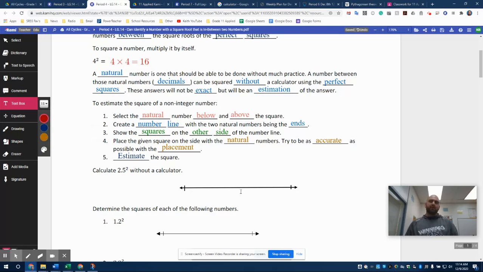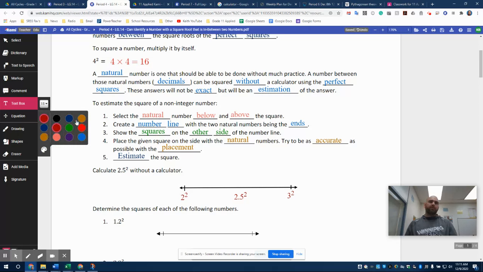So how do we solve 2.5 squared without a calculator? Well, first things first, we're going to put 2.5 squared here on the bottom. And we need to come up with our two natural numbers, one that's below, one that's above the 2.5. So the one right below is going to be 2, and I'm going to write that in as 2 squared. And the one right above is our next natural number, which is 3 squared. So I'm going to put those at either end. Now 2.5 would be right in between, so we're going to put it right at the halfway point.